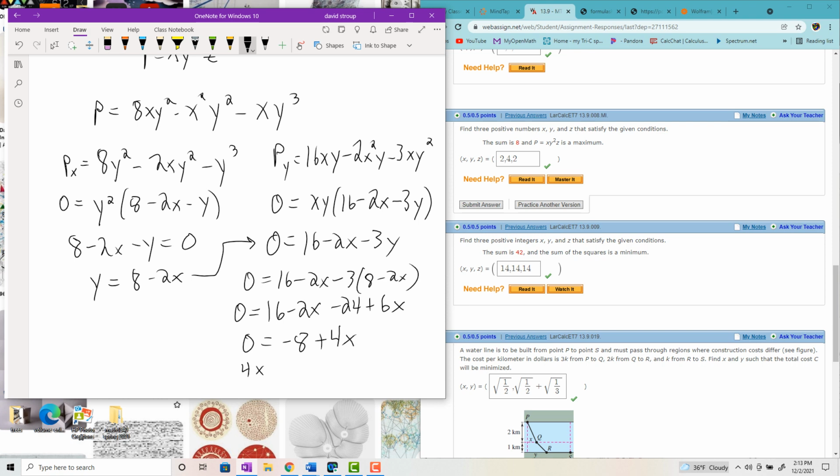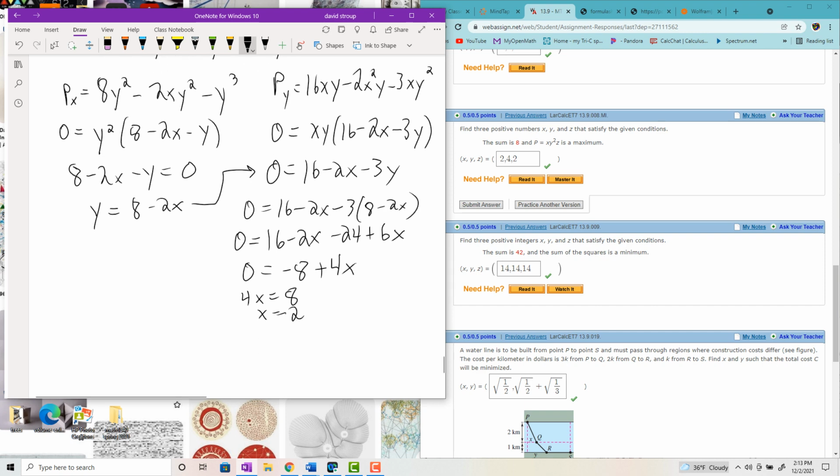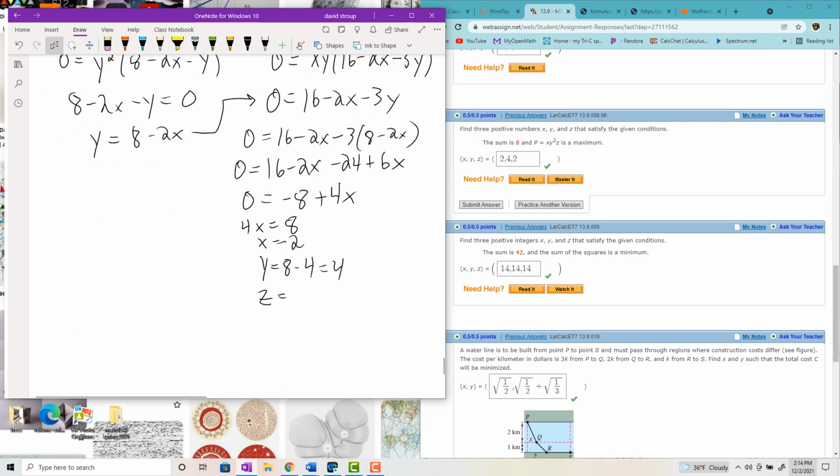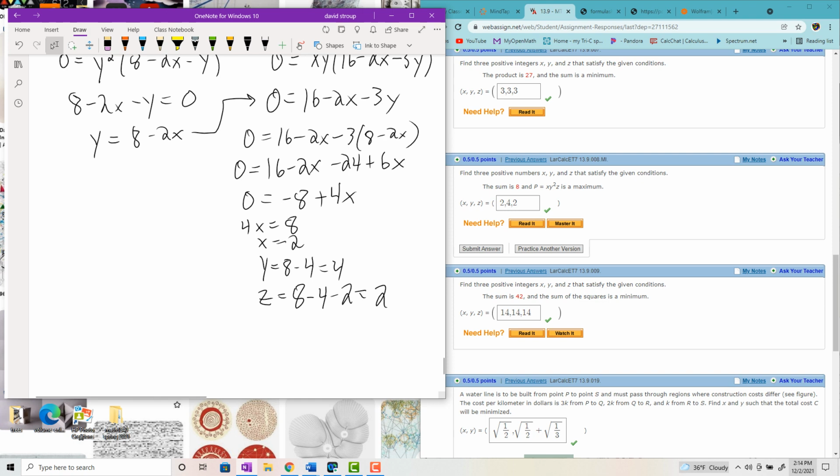So 4x equals 8, so x equals 2. Back substituting into the y formula, y equals 8 minus 4, which is 4, and then back substituting again into the z formula, z is 8 minus x minus y. So 8 minus x minus y is 2. That would be your answer, 2, 2, 2, or 2, 4, 2, sorry.